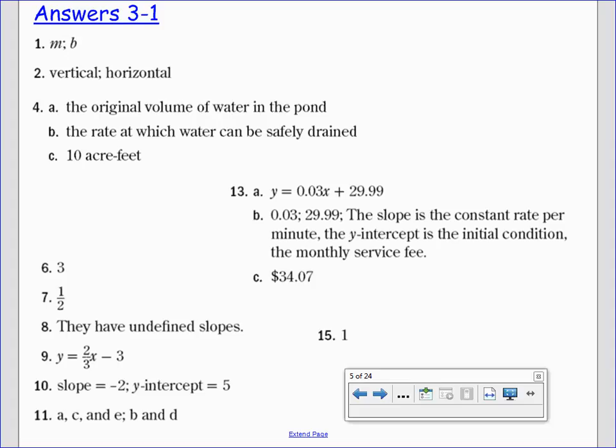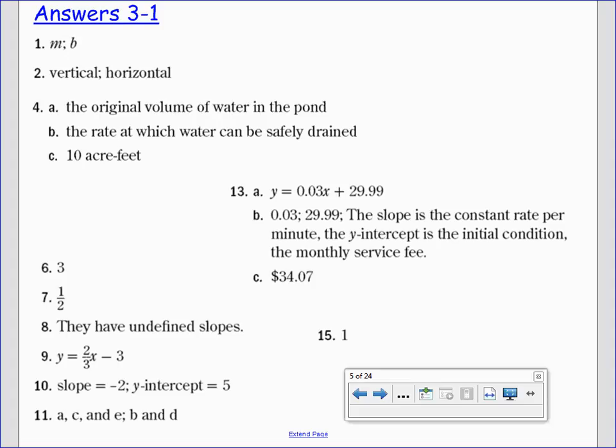Okay, so we know our slope is m, our y-intercept is b in our traditional slope-intercept form, y equals mx plus b. Vertical, horizontal lines. 4a, the original volume of water in the pond. B, the rate at which the water can be safely drained. C, 10 acre-feet. 6 is 3, 7 is 1/2, 8.